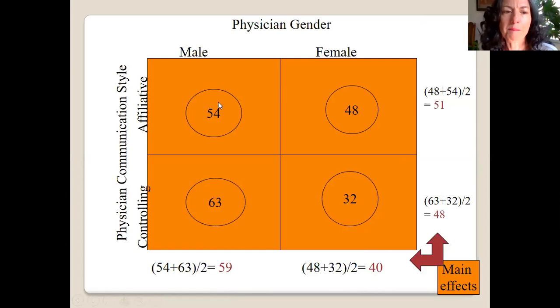If we wanted to get the main effects of affiliative versus controlling, we do the same, except we're going in this direction now. So there you can see that the effect of affiliative is a 51 there. So they like the affiliative doctor a little bit more. They like the nice doctor a little bit more than the controlling doctor, but there's not a big effect there. So you can say, well, communication style doesn't matter, but it does matter, is the reality. And why it matters is because it's different for men and women.